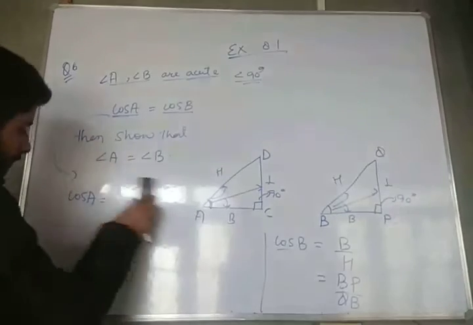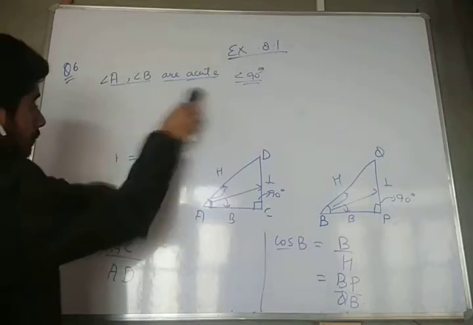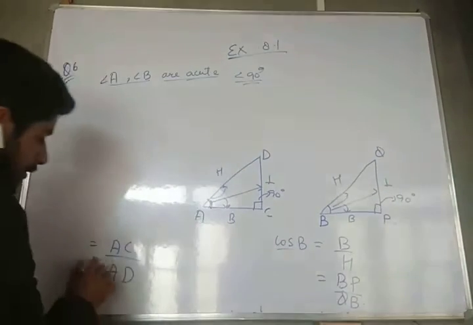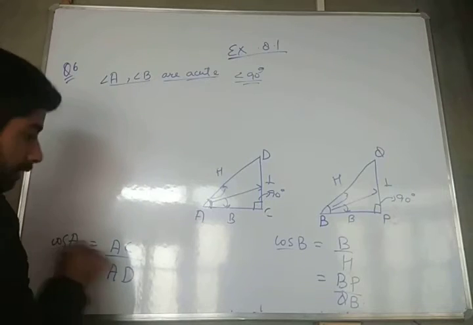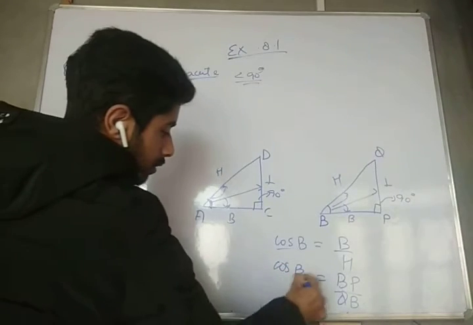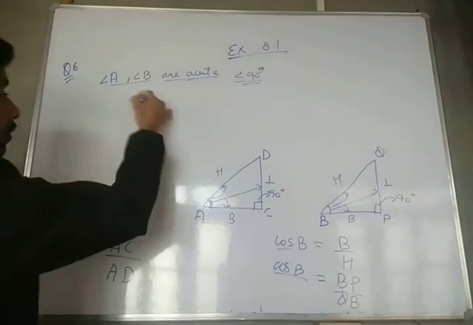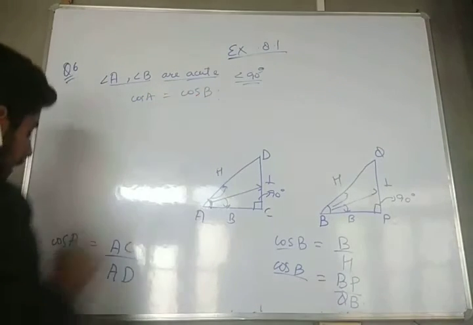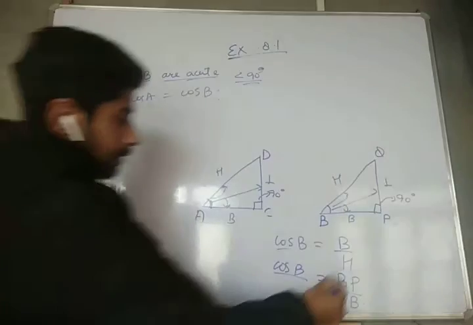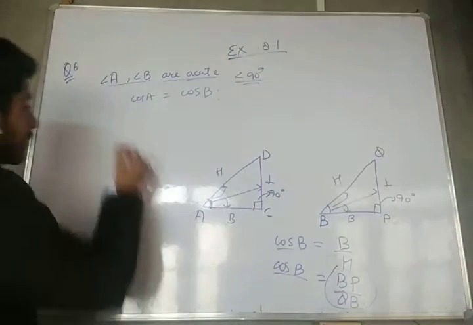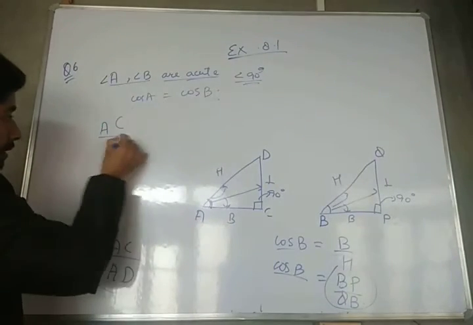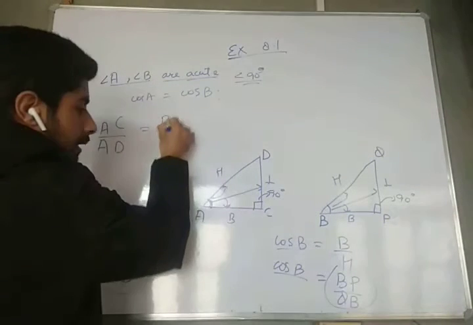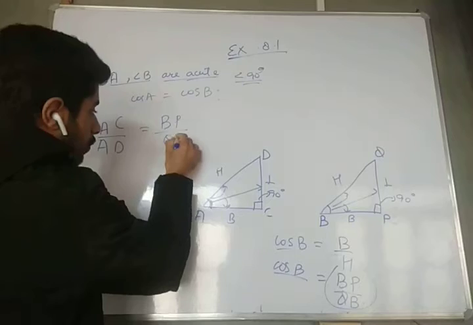See, we got two values. This is for cos of A, and this is for cos of B. As it is given, cos of A is equal to cos of B. That means this AC by AD will be equal to BP by QB.